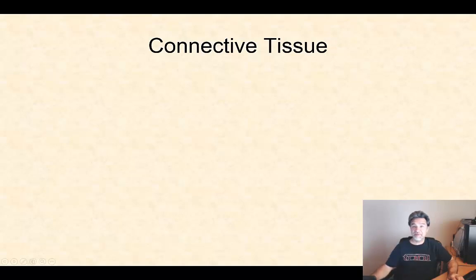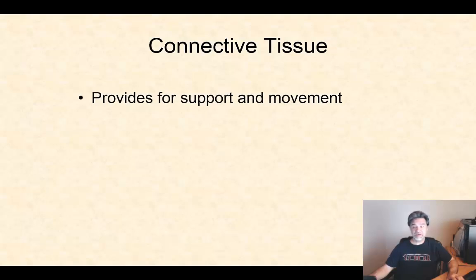So we've had enough of epithelial tissue probably. We're ready to go with the connective tissue. Connective tissue has the following functions and roles in the human body. It provides certainly for organ support, and also we'll see is critical to movement of the body.